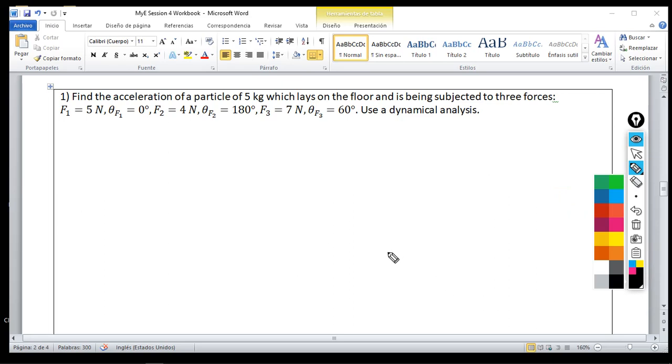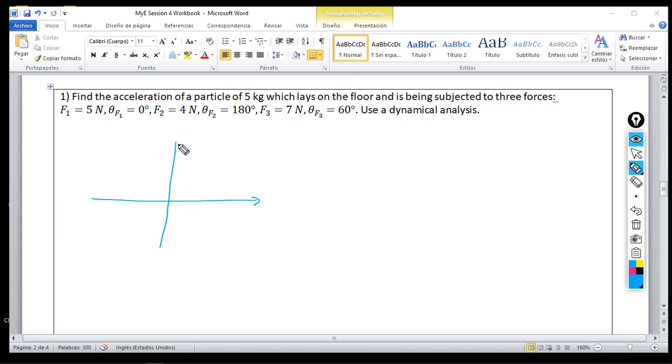Okay, so a dynamical analysis is performed in the following way. What you do first is this. You draw a Cartesian plane like we always do, and you place your particle in the middle. Okay, next you're gonna draw all the forces acting on this particle. First we have this F1, which is 5 newtons at 0 degrees. It's right here. This is F1.